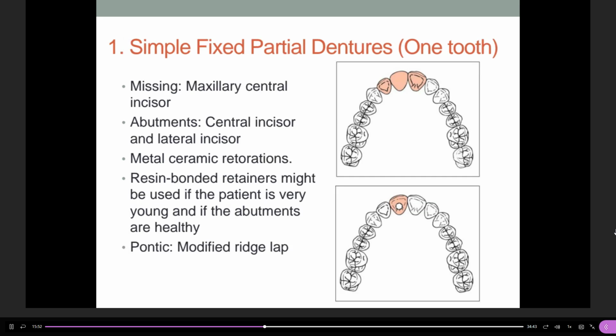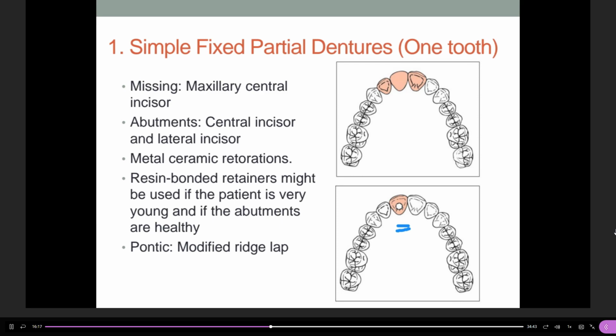So let's look at the first criteria. Simple fixed prosthesis, one tooth missing. So here in this example, it is the upper central incisor. What are the abutments? Abutments will be the central and lateral, and then if you have an implant configuration, you will have a single implant. For a fixed prosthesis, you will have two abutments.